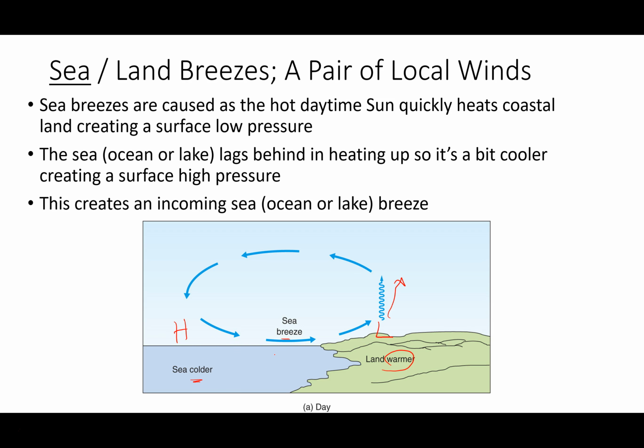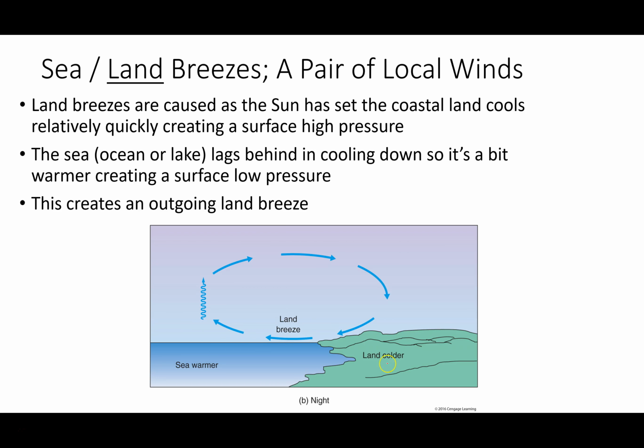And then at night, the land cools down more quickly. So if it cools, cold air will have a high pressure, and warm air will have a low pressure, and so this is an outgoing breeze.